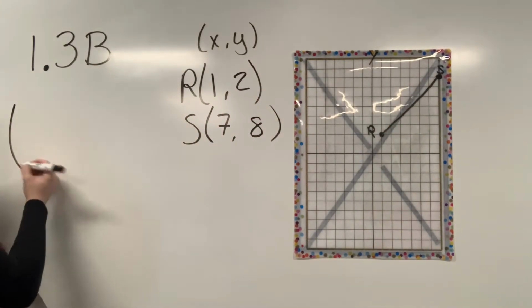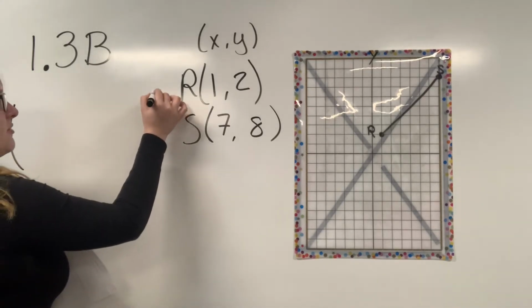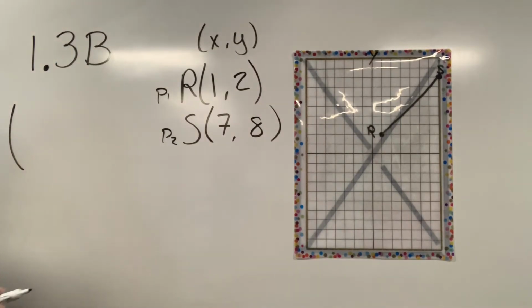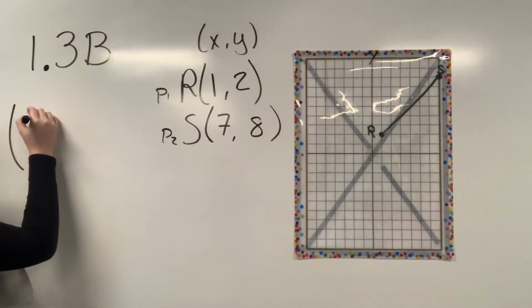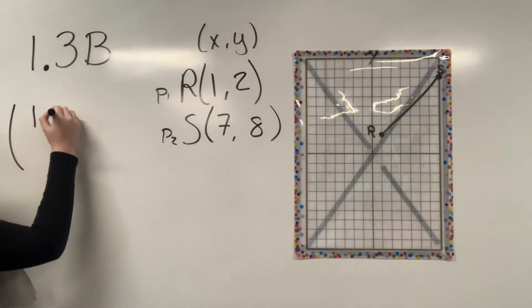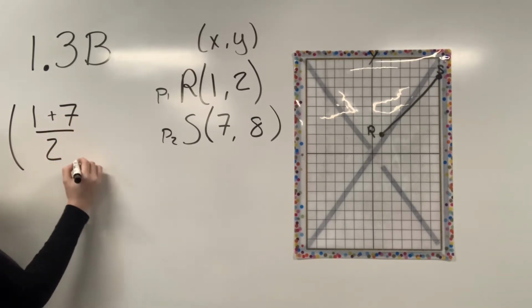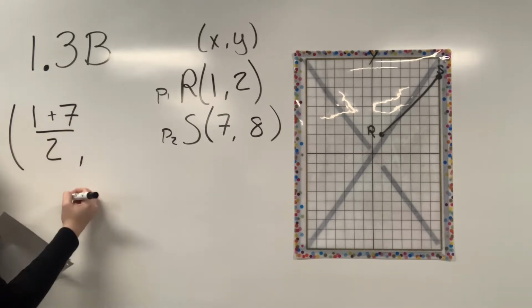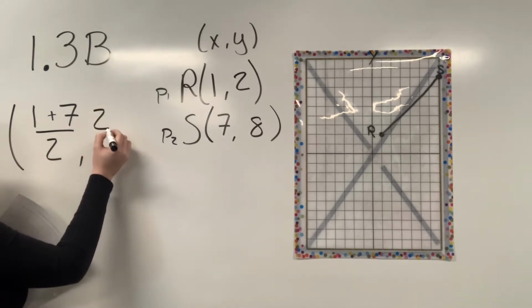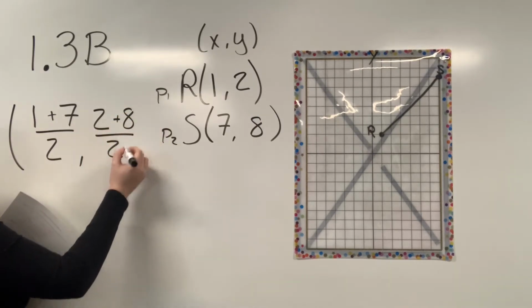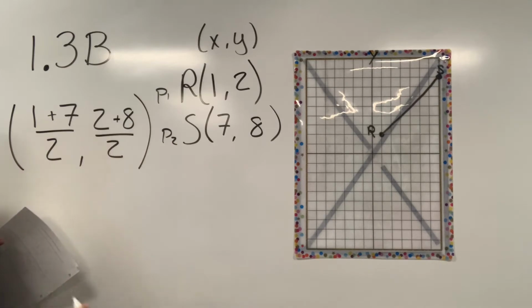So we'll start with our parentheses. I'll make this our first point and this our second point. It doesn't matter, you could switch them if you want. I will put our first X, which is 1, plus our second X, which is 7, divide by 2, comma. Our first Y, which is 2, plus our second Y, which is 8, divide by 2, close your parentheses.